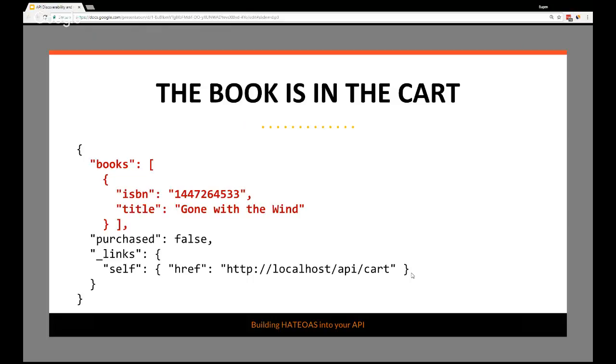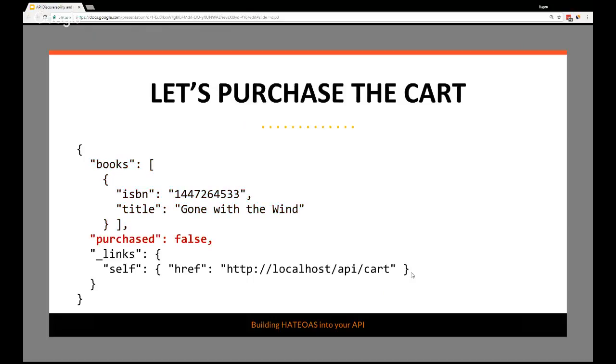And now this is what we get back. So, okay, we get back the fact that this is good. We have the book in the cart. But now, how do we purchase? Well, notice the purchased flag here. The purchased flag is false. So how do we purchase? Well, we are going to set this flag to true. That's triggering the state change of purchasing.